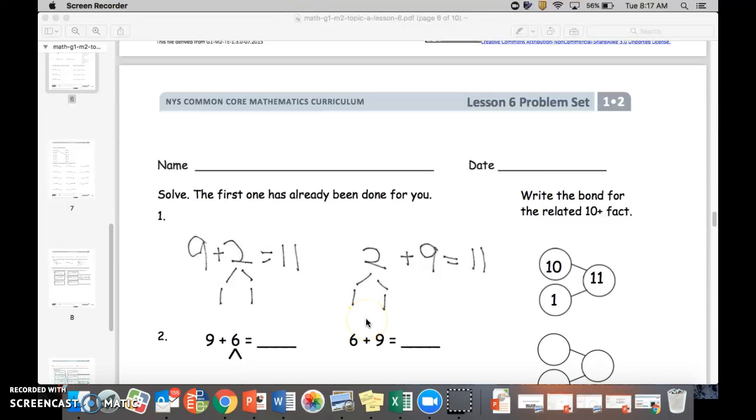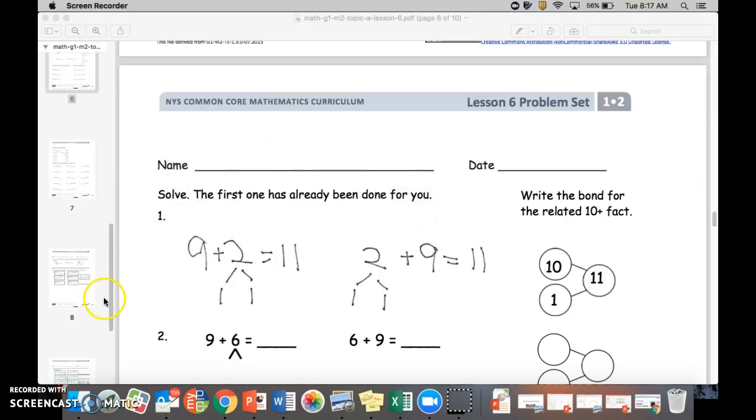Hi boys and girls, the directions today are for lesson 6 problem set. So make sure you put your name on it. Number 1 says solve. The first one has already been done for you.